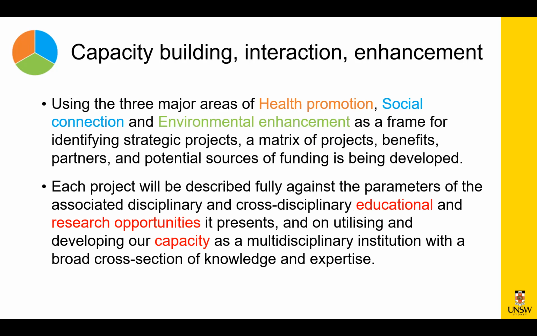So again, to reinforce what I've just been saying, the three major areas of health promotion, social connections, and environmental enhancement are the framework to help us identify strategic projects and develop that matrix of projects, which is currently where we're at with the strategy. We've developed the core principles, and now we're looking at potential projects in a very general sense at the moment, but we'll come to that a little bit later on with the slides.